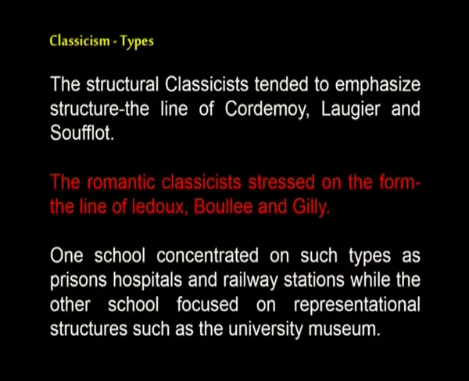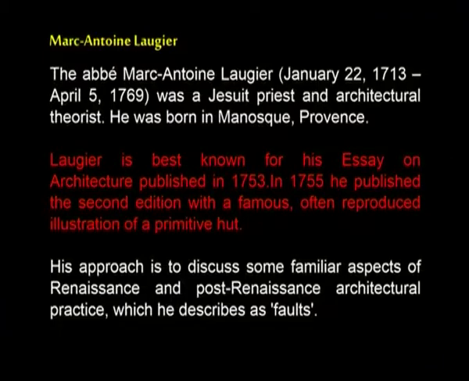One school concentrated on such types as prisons, hospitals, railway stations, while the other school focused on representational structures such as universities and museums. These were the basic differences between structural neoclassicists and romantic neoclassicists. Today we will be looking at structural neoclassicists, the first one being Marc Antoine Laugier.